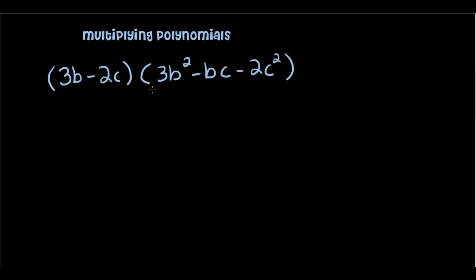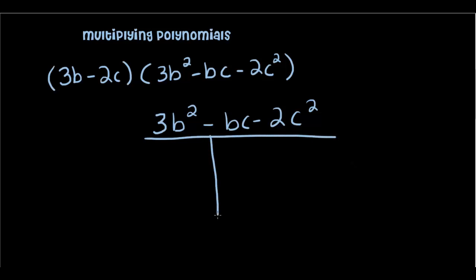Okay, so we're going to learn how to multiply polynomials, and we're going to use the box method. I know that some of you have seen this method before, so hopefully you remember it. But now we're going to use it with binomials and trinomials times trinomials. So I'm going to write 3b squared minus bc minus 2c squared, and then on this side I'm going to write the binomial. So 3b minus 2c.